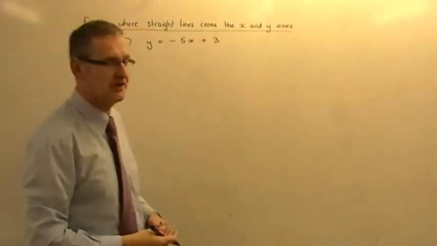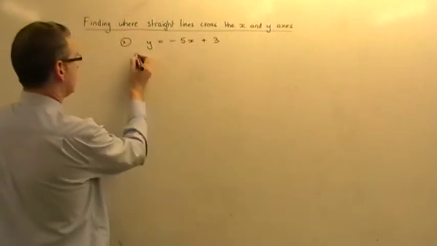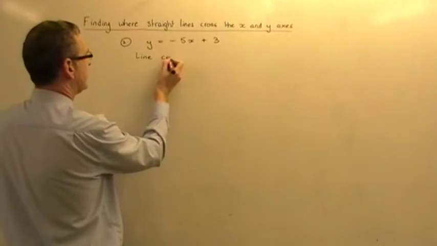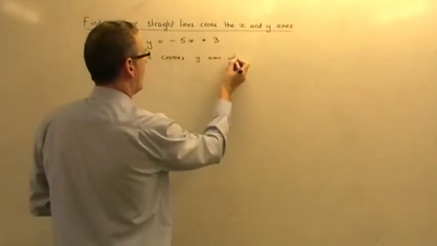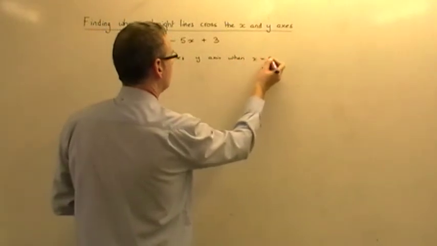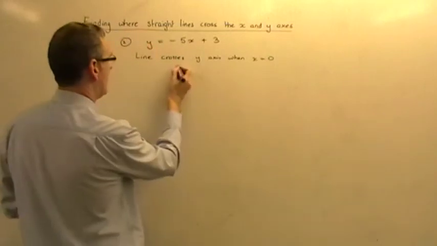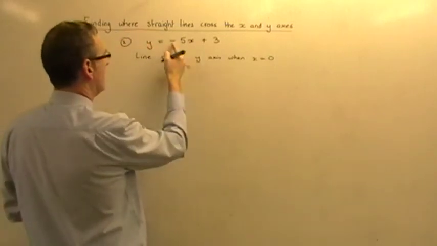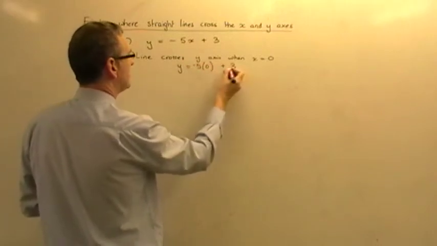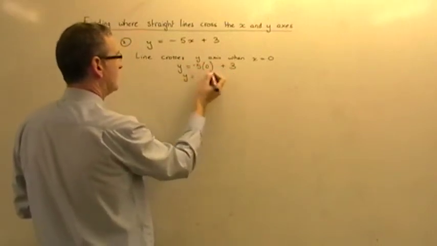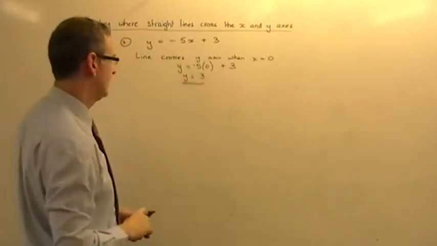I've got to find for this where this crosses the x and the y axis very quickly. So I'm going to say this. Line crosses y axis when x equals 0. So everywhere you see an x, change it to 0. So the y value equals minus 5 times 0, so minus 5 times 0 plus 3. Well, minus 5 times 0 is 0, add 3, you get the 3 as an answer.